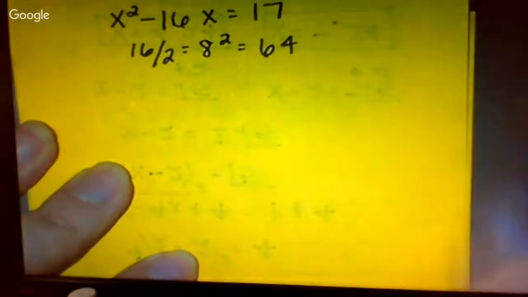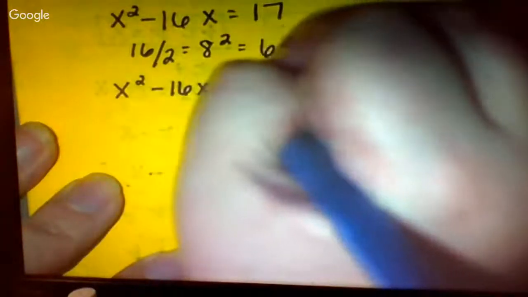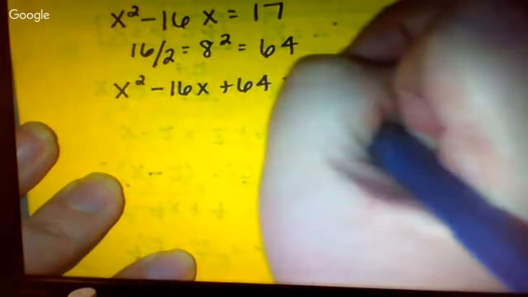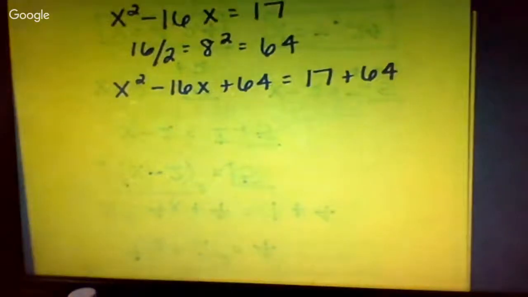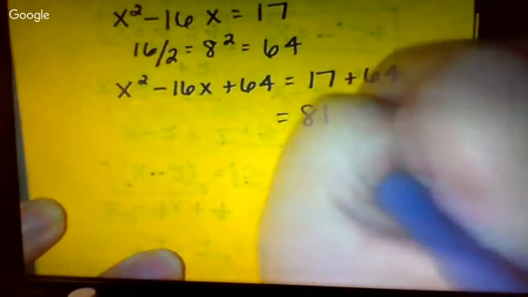We now take half of my B value. So 16 divided by 2 gives me 8. And then you square it. What is 8 squared? 64. We now take 64 and add it to both sides. So x squared minus 16x plus 64 equals 17 plus 64. 81. Good. My right-hand side's going to be 81.